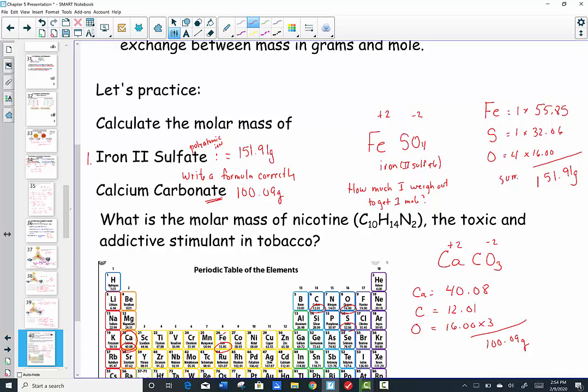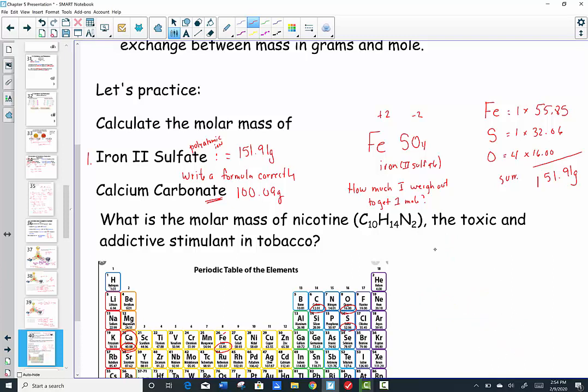One more. What is the molar mass of nicotine, the toxic addictive stimulant found in tobacco? Well, the nicotine's formula is C10H14N2. I'm going to give myself some workspace, so I'm going to erase my calcium carbonate work and give myself the space here for nicotine.